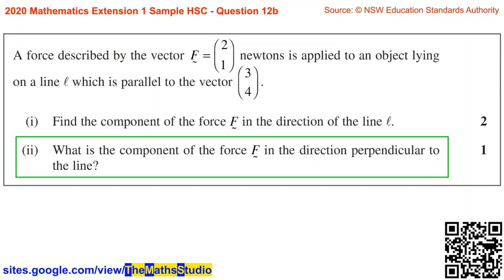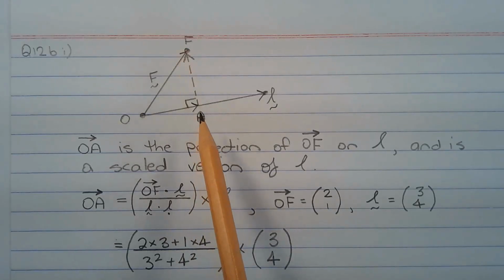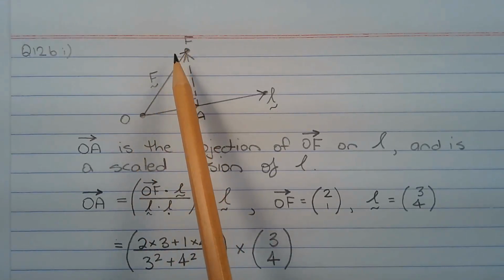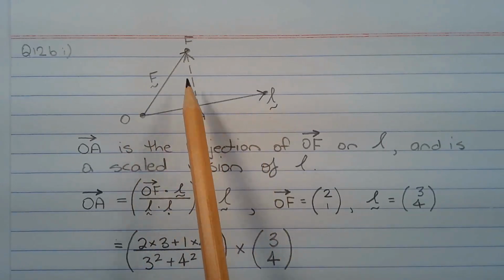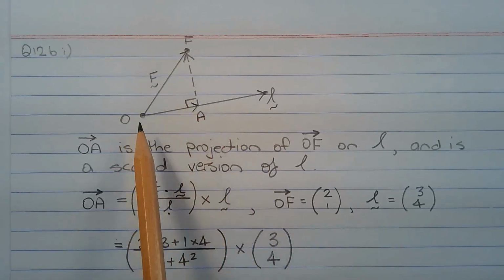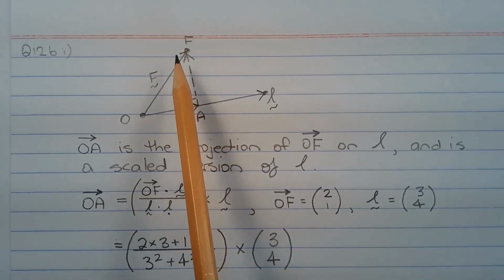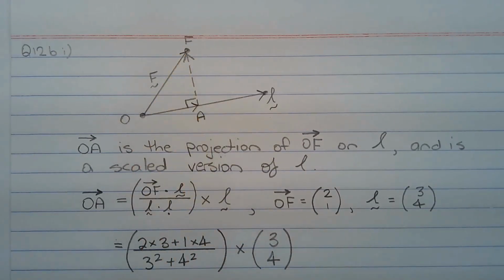Part 2. What is the component of the force F in the direction perpendicular to the line? Vector AF is the component of the force vector OF in the direction perpendicular to the line L. We can also see that vector OA plus vector AF is equal to vector OF.